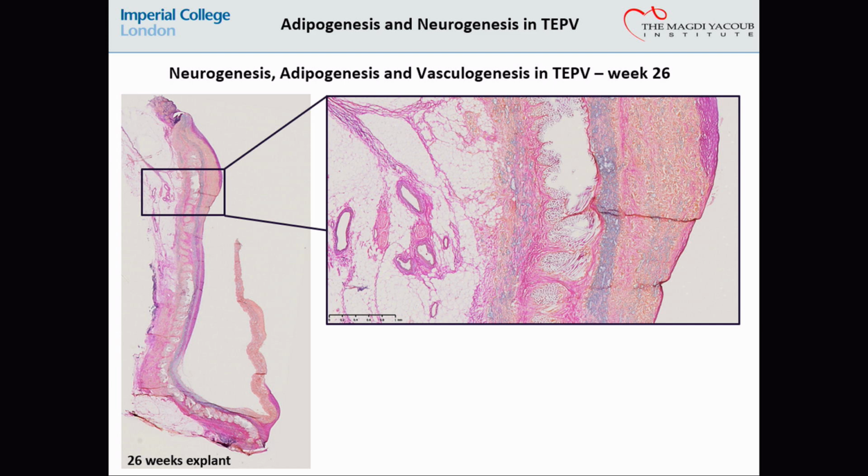This slide shows one of our explanted tissue-engineered valves, and you can see the extent of the adipose tissue here. The adipose tissue has started at the base of the valve. In some of our valves, we see a complete layer of adventitia with adipose tissue. And if you look in this expanded panel, you can see the connective tissue, there's collagen and elastin. You see these nerve bundles here, and they're juxtaposed with these blood vessels.